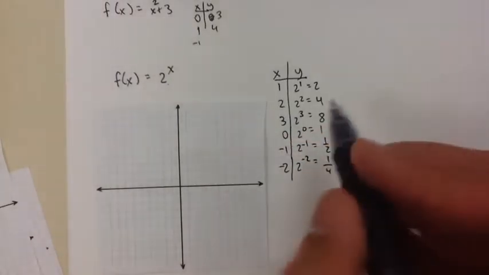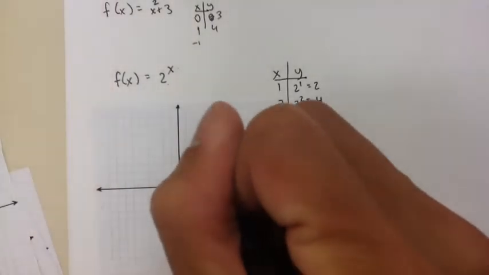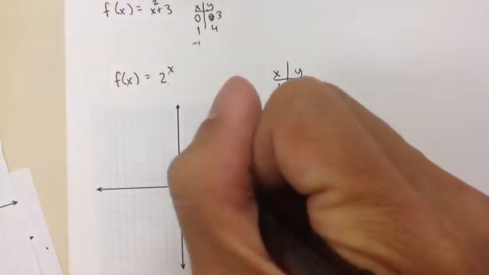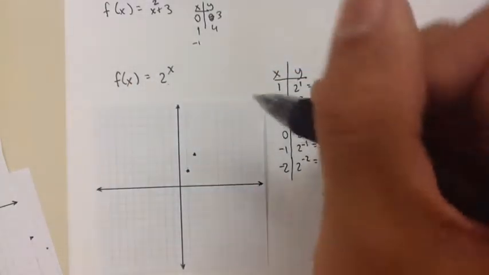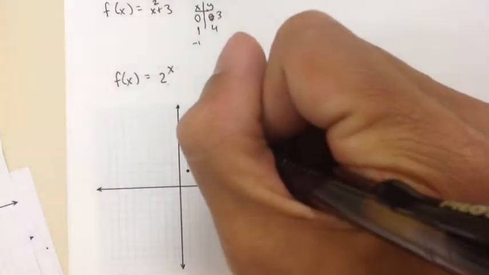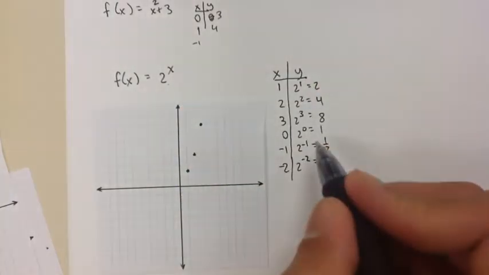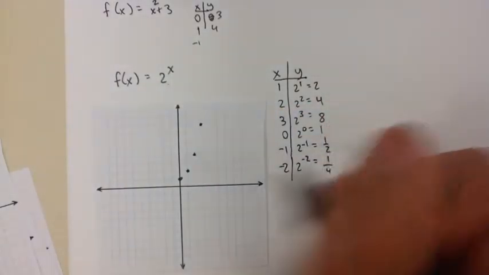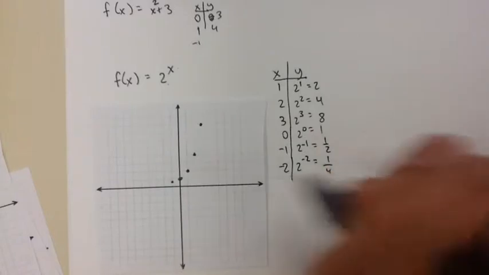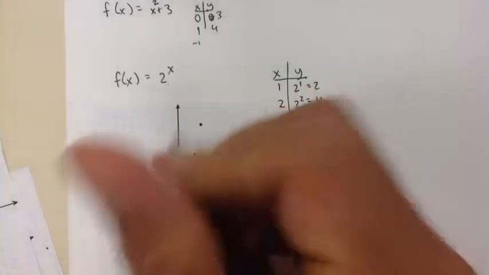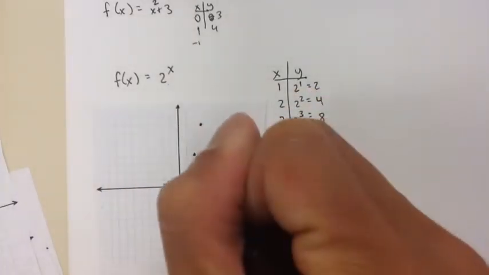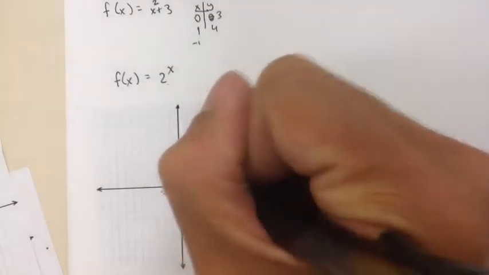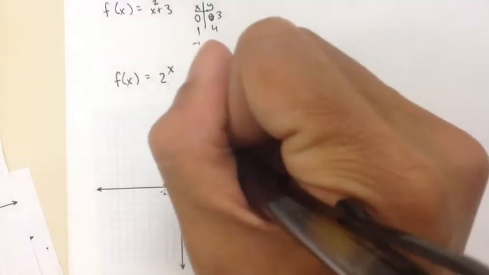So we have 1, comma 2, 2, comma 4, 3, comma 8, and we'll go the other way. At 0, that's 1, negative 1, 1/2, negative 2, 1/4. Let me just write those, label my graph, 2, 4, 6, 8.